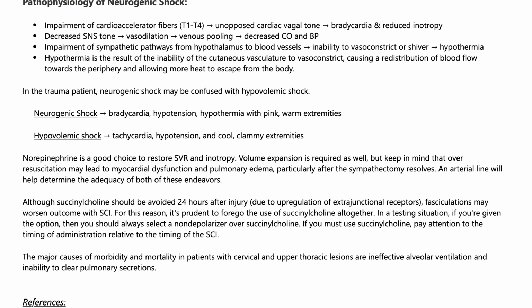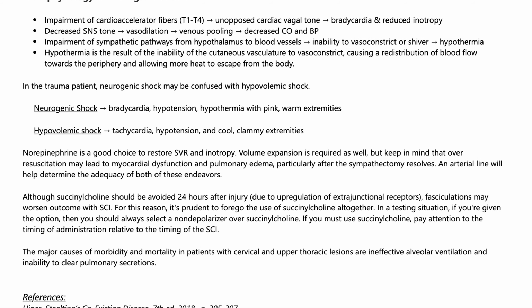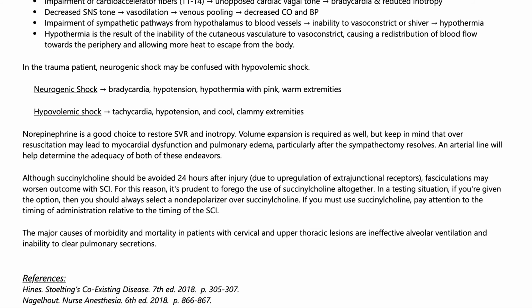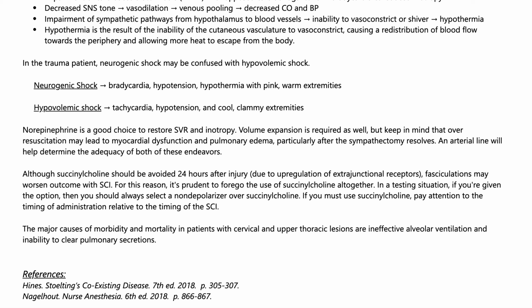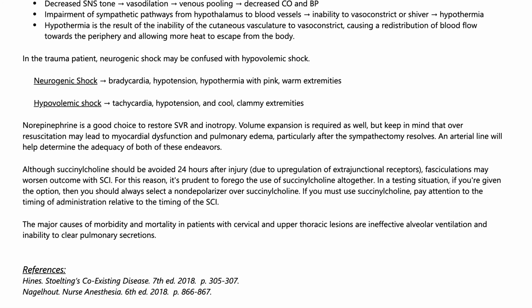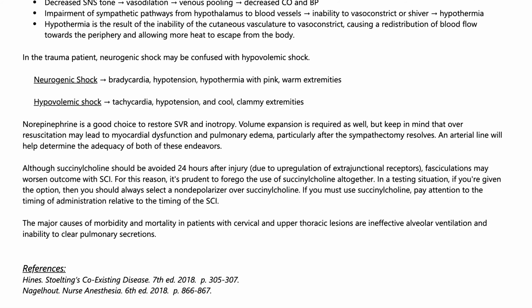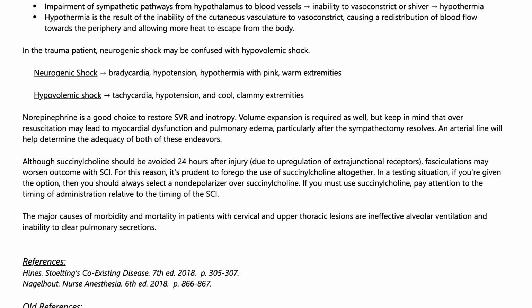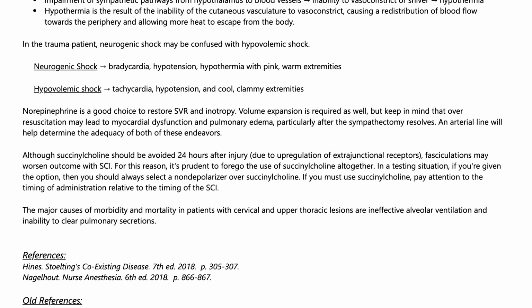In the trauma patient, neurogenic shock may be confused with hypovolemic shock. Neurogenic shock leads to bradycardia, hypotension, and hypothermia with pink and warm extremities, and hypovolemic shock leads to tachycardia, hypotension, and cool, clammy extremities. Norepinephrine is a good choice to restore systemic vascular resistance and inotropy. Volume expansion is required as well, but keep in mind that over-resuscitation may lead to myocardial dysfunction and pulmonary edema, particularly after the sympathectomy resolves. An arterial line will help determine the adequacy of both of these endeavors.